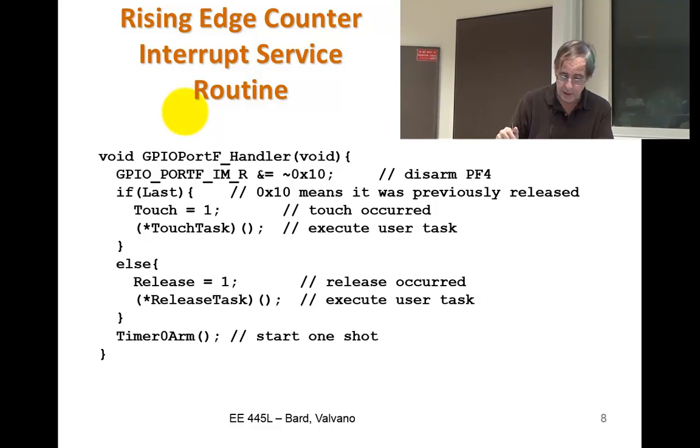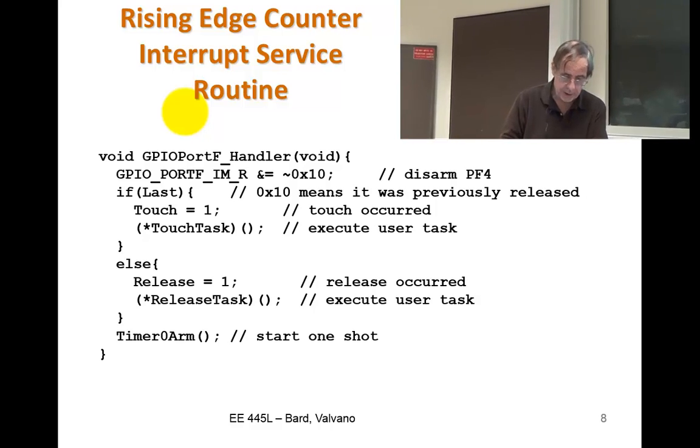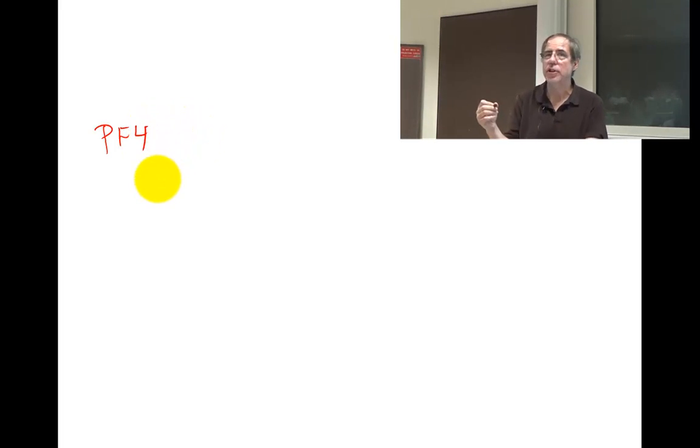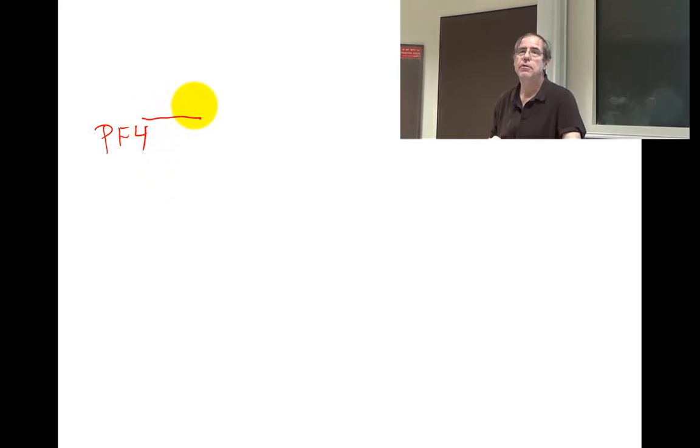All right, let's describe the problem here before I show the solution. All right, here's my problem. PF4 is not touched. What level is it? If it's sitting there not being pushed, what level is it? 1. It's a 1, high. And when I touch it, what happens? It doesn't go low. It does something bad.